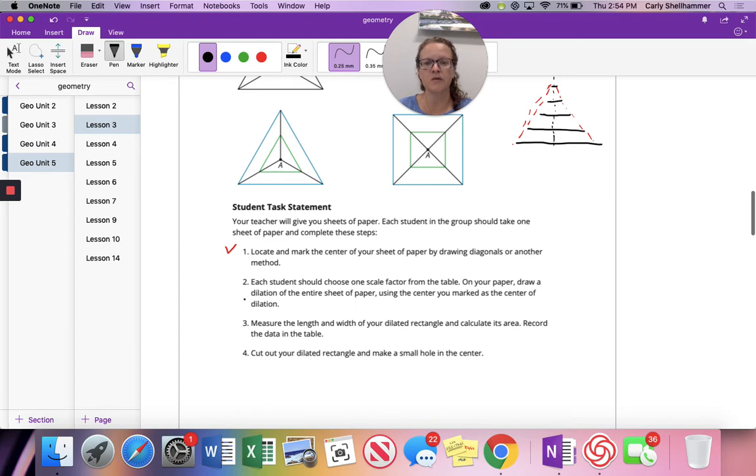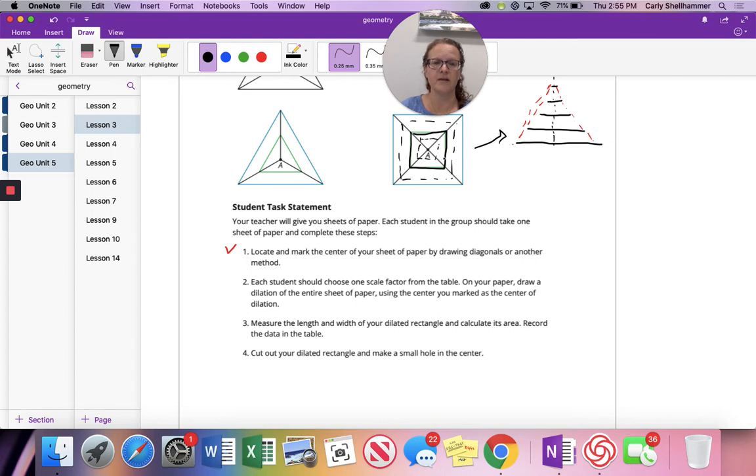On your paper, draw a dilation of the entire sheet of paper using the center you marked as the center of dilation. So here, somebody picked the scale factor. It looks to be about 1/2 of the blue one, so we're about half as big. We could do a scale factor of 3/4. We could do a scale factor of 1/4, and then we would have 4 sheets of paper that would look like that. 1, 2, 3, 4.